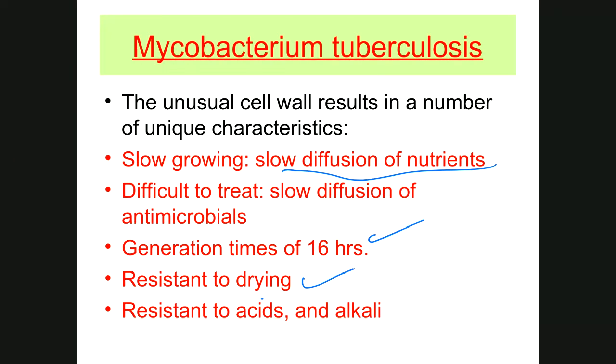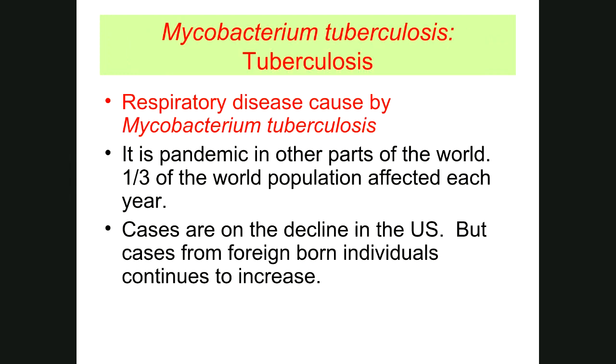Difficult to treat because it grows slowly. Most antibiotics rely on the organisms growing fast. So if the organism is a slow grower, the antibiotics are not going to be as effective. So that's the problem with the organism.